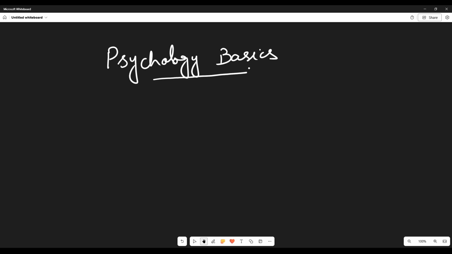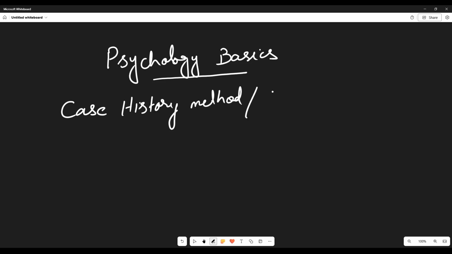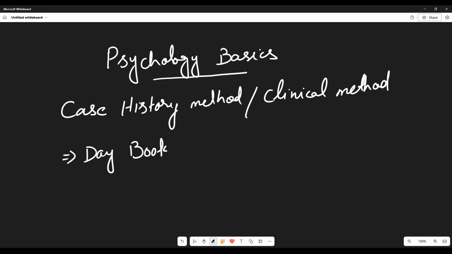The topic of our today's lecture is case history method or clinical method. This is the last topic in our methods of research in psychology. Case history method or clinical method is an additional method used in daybook method. We can say that this is a variation that is used in daybook method, which is used to study the development of a child.